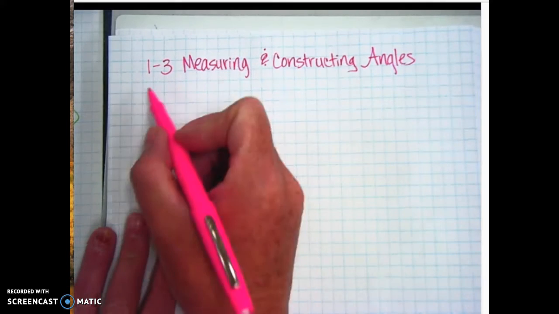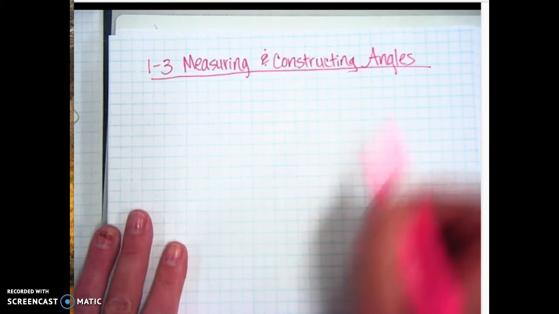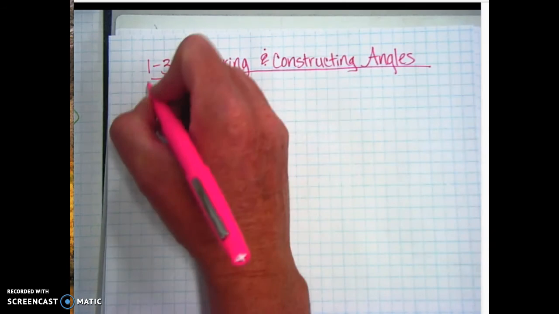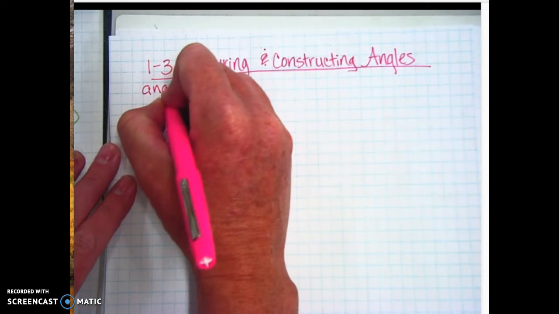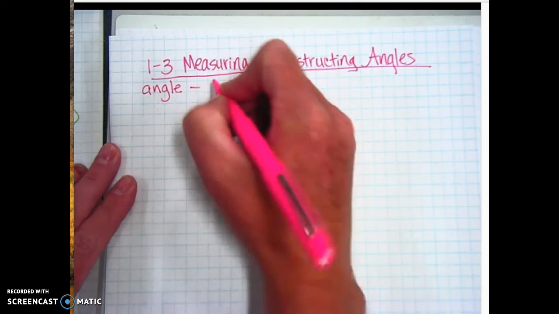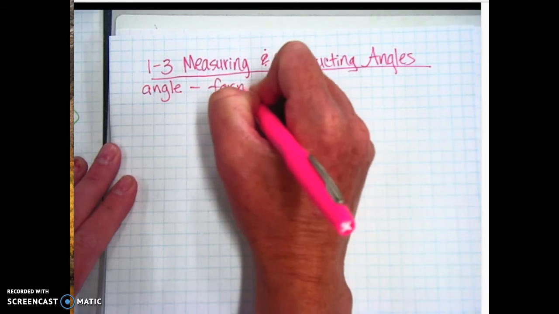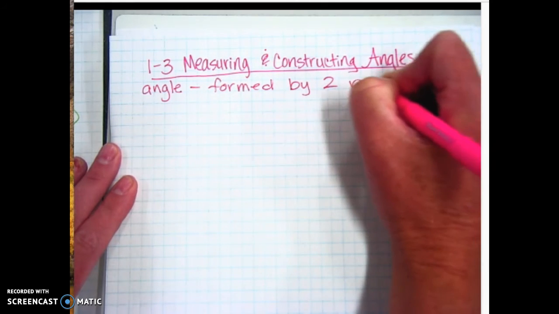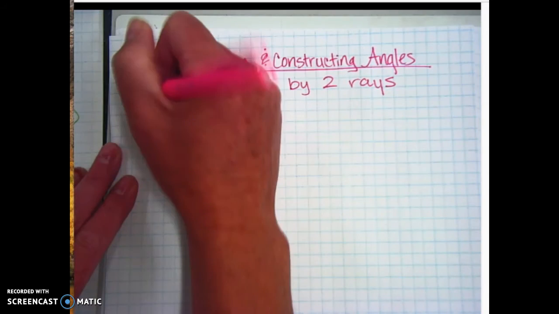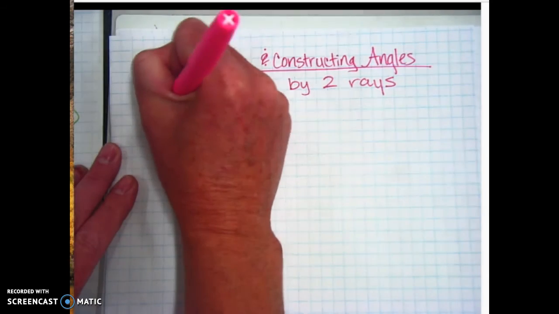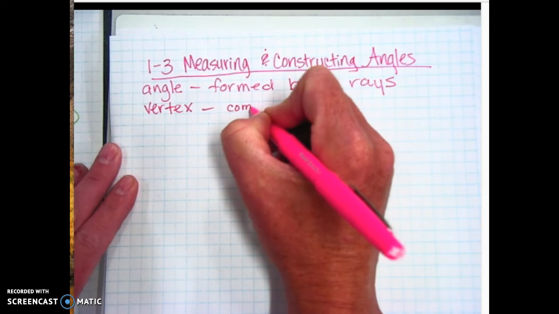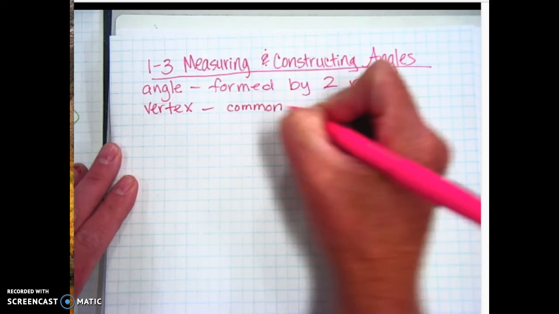Section 1-3 is called Measuring and Constructing Angles. So we're still in chapter 1, the third section. Most of you have seen an angle before, but basically an angle is formed by two rays. They have what's called a vertex. That's the common endpoint that they both share.